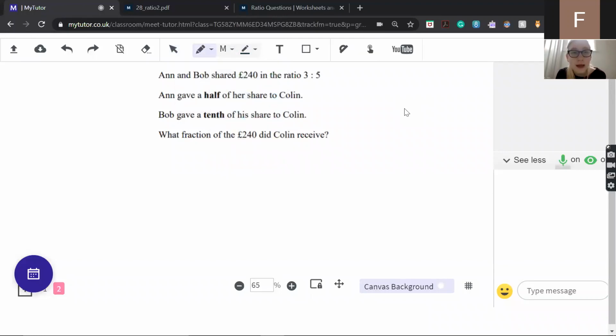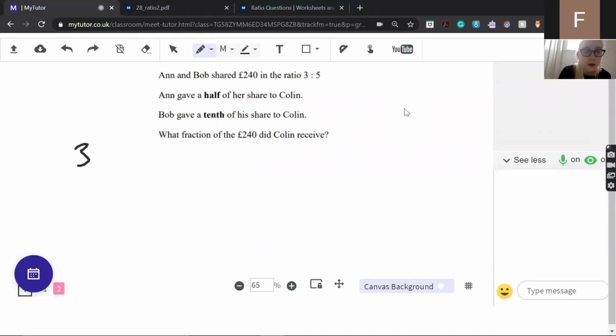So Anne and Bob shared £240 in the ratio 3 to 5. So for every £3 Anne gets, Bob gets 5. Anne gave half of her share to Colin, and Bob gave a tenth of his share to Colin. So what fraction of the £240 did Colin receive? So let's just do this first of all in the normal way.